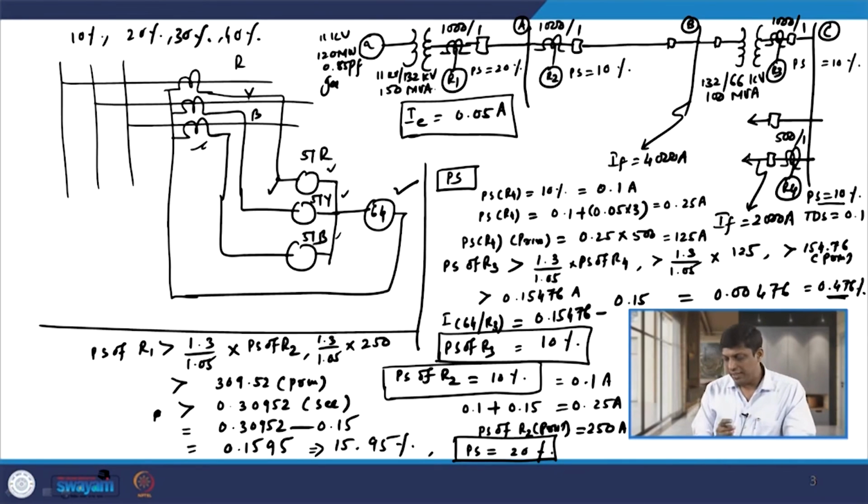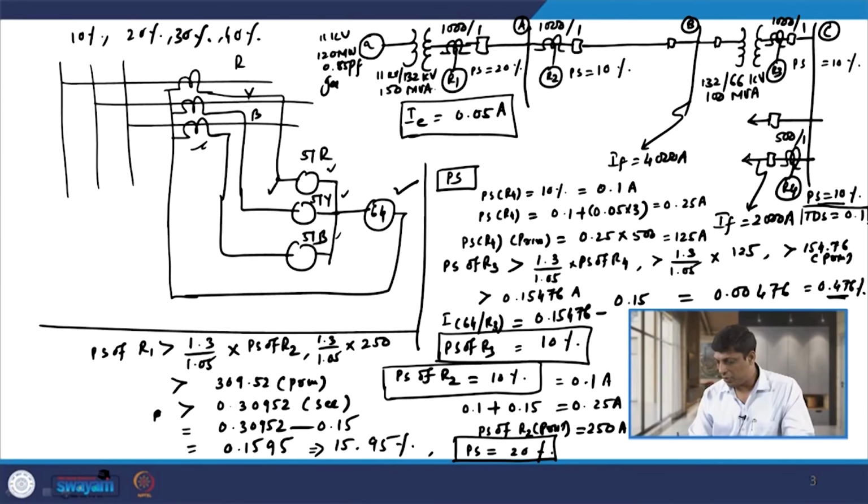So, for all 3 ground relays R1, R2 and R3, we have decided the plug settings. Now, what is remaining is the time dial setting of relays R3, R2 and R1. The time dial setting of relay R4 is already given, that is the 0.1 value. So, now let us select the time dial setting of relays R3, R2 and R1 based on the TDS value of relay R4, which is already given. This calculation we will consider in the next class.